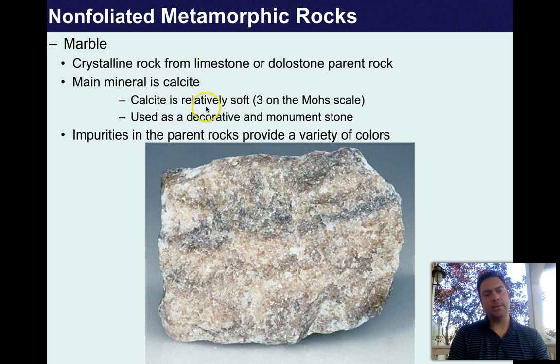And as a consequence, it's a pretty soft rock, right? It's a 3 on the Mohs hardness scale. Remember, quartz is a 7. 3 is pretty soft. It's used as a decorative and monument stone. And the impurities in the rock provide a variety of colors. Here we can actually see some impurities in this marble. You can actually see the grains of marble. But we've got bands of red, bands of white, or little zones of white, I should say, in here. And of course, we've got a zone of gray to bluish gray, if you will.